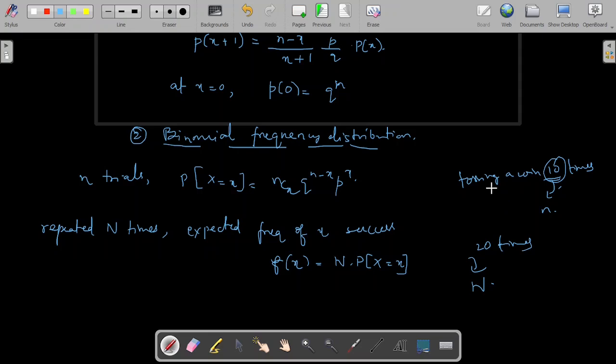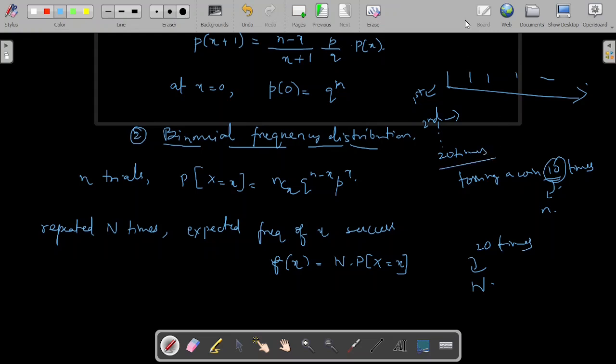So now if 10 people are tossing a coin at a time, then the same experiment is repeated 20 times. So here, see, 10 people are standing like this. The first time, if they toss the coin at a time, then that is the first trial. Second time means the same 10 people have to toss the coin once again. So this way they have to do it 20 times.